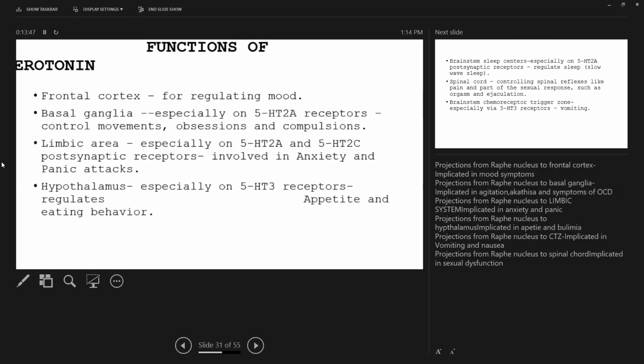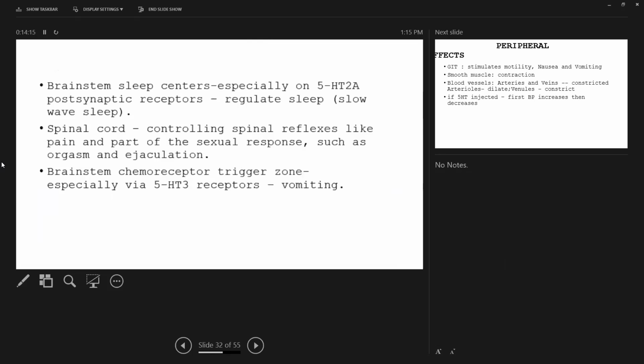Now, the functions of serotonin. In the frontal cortex, it regulates mood. In the basal ganglia, especially via 5-HT2A receptors, it controls movement, obsession, and compulsion. In the limbic area, especially 5-HT2A and 2C postsynaptic receptors, it is involved in anxiety and panic attacks. In the hypothalamus, especially via 5-HT3 receptors, it regulates appetite and eating disorders.